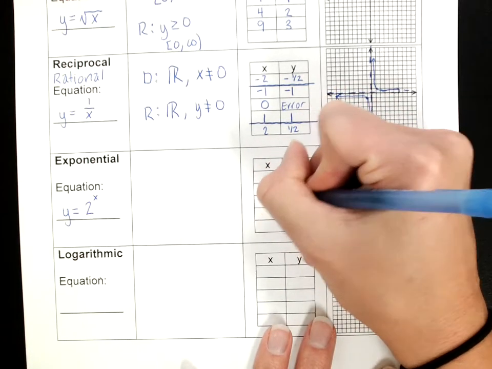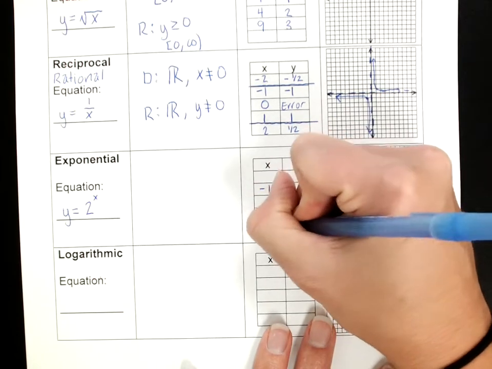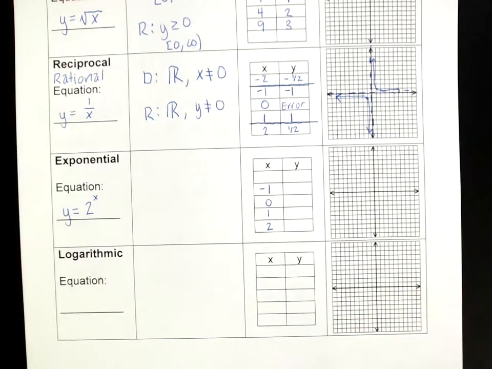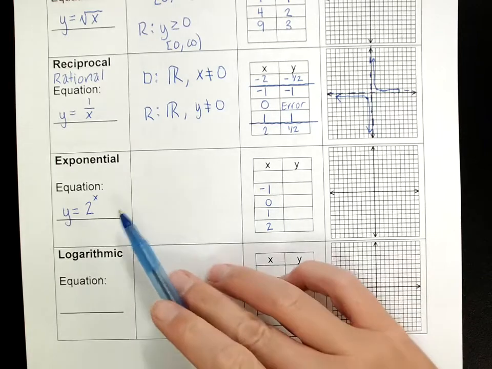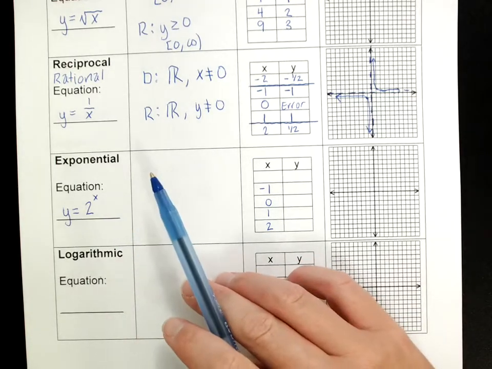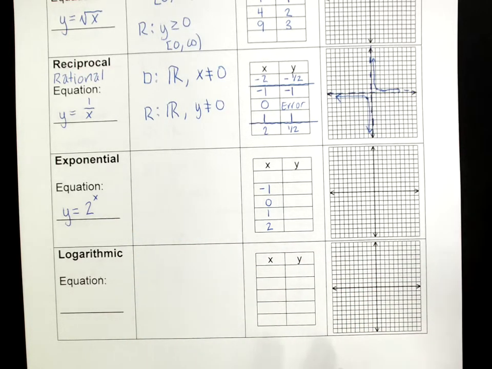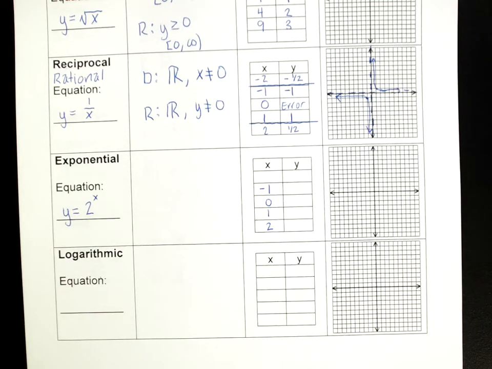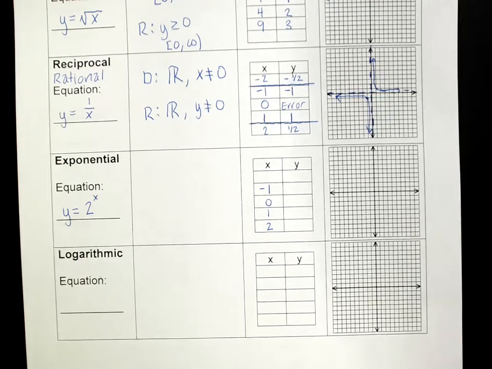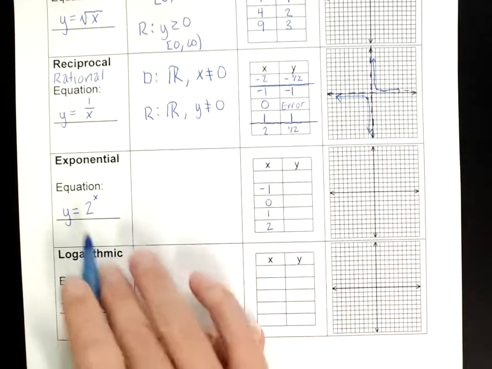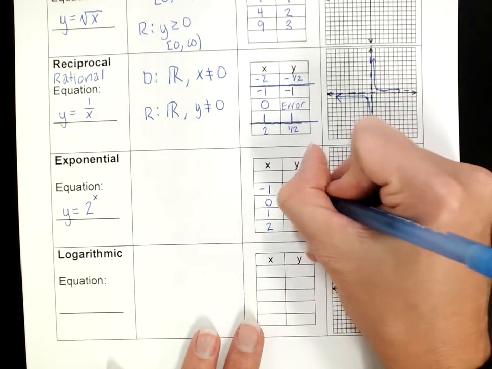We'll do -1, 0, 1, and 2. If I plug in a -1, 2 to the -1st power, you might need to use your calculator on this. We haven't done a whole lot of exponents yet, but you might have done some in Algebra 1. Remember that means it's 1 over. So 2 to the -1st power becomes 1 over 2.